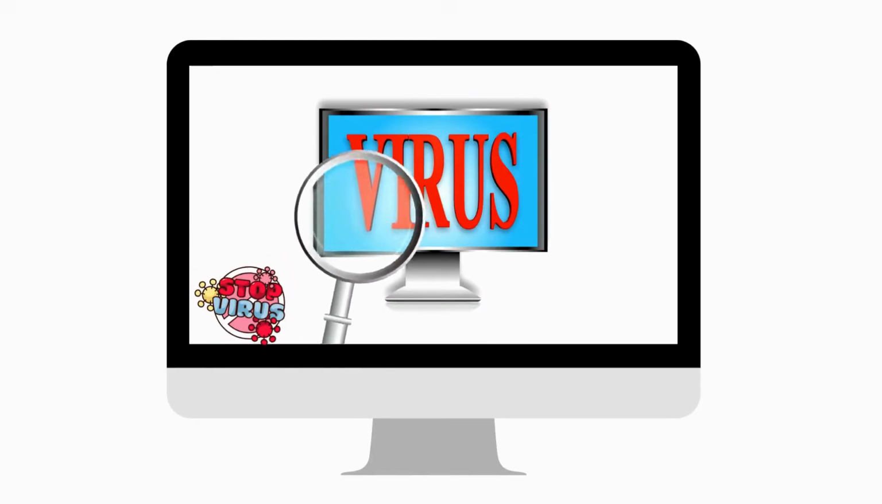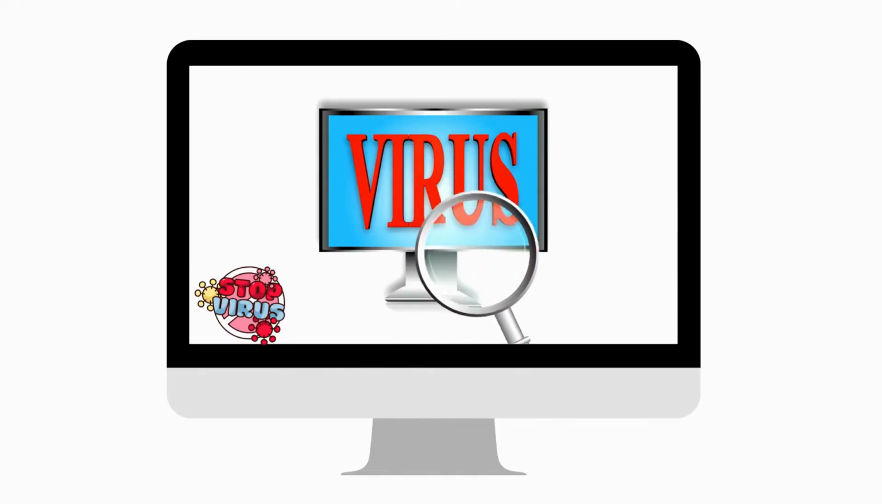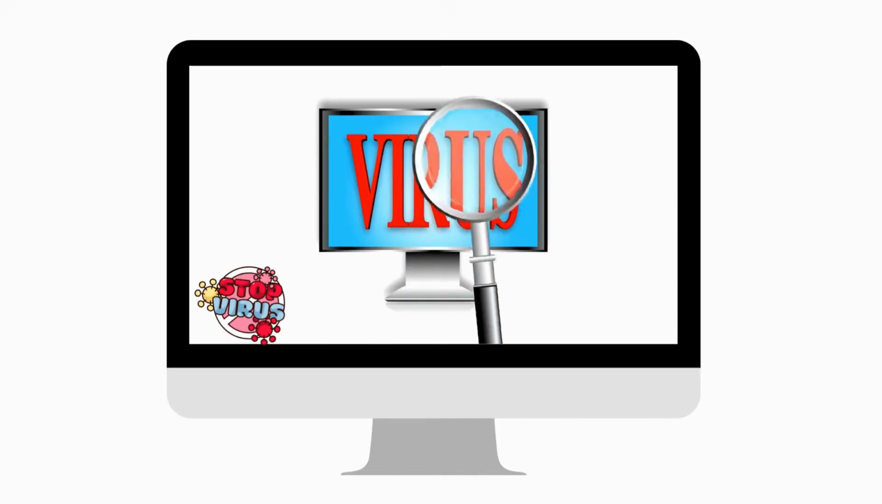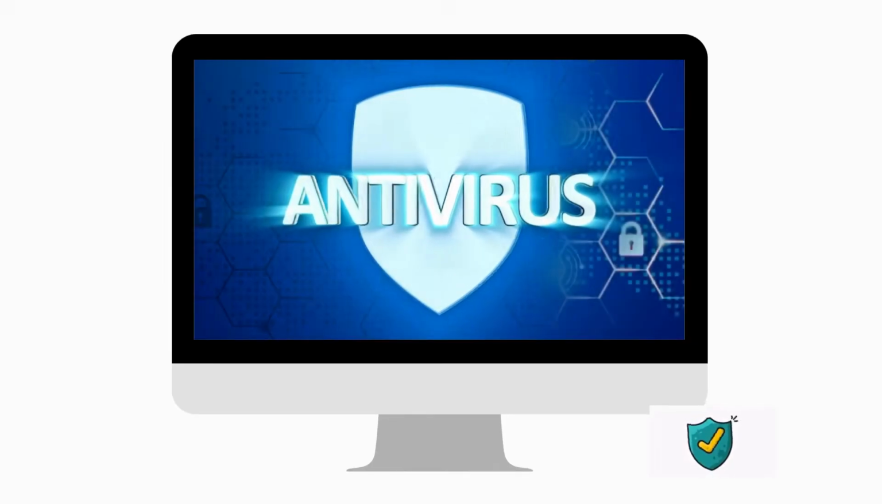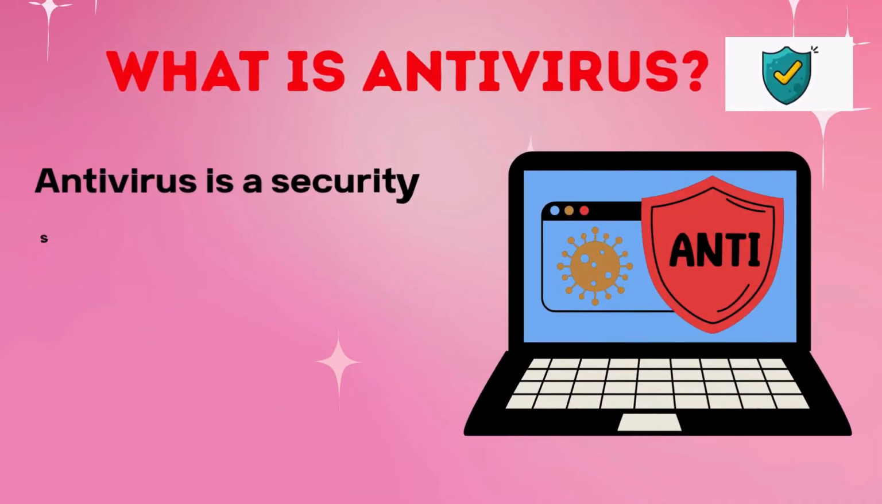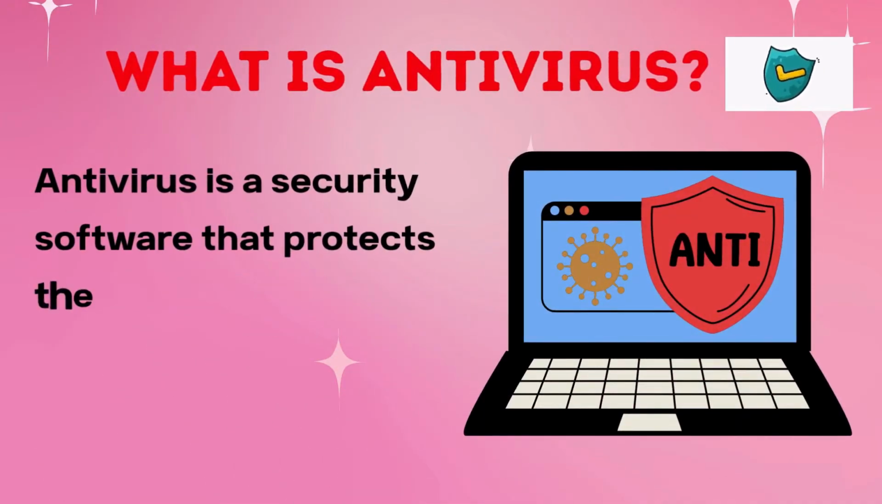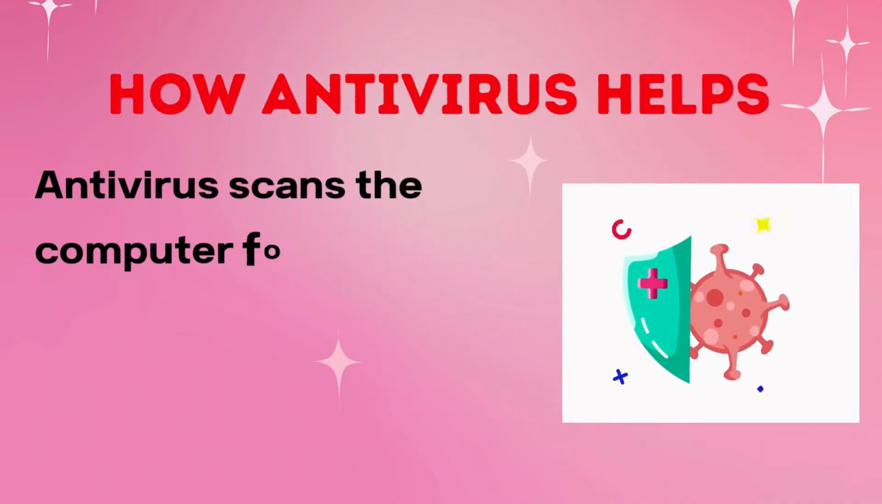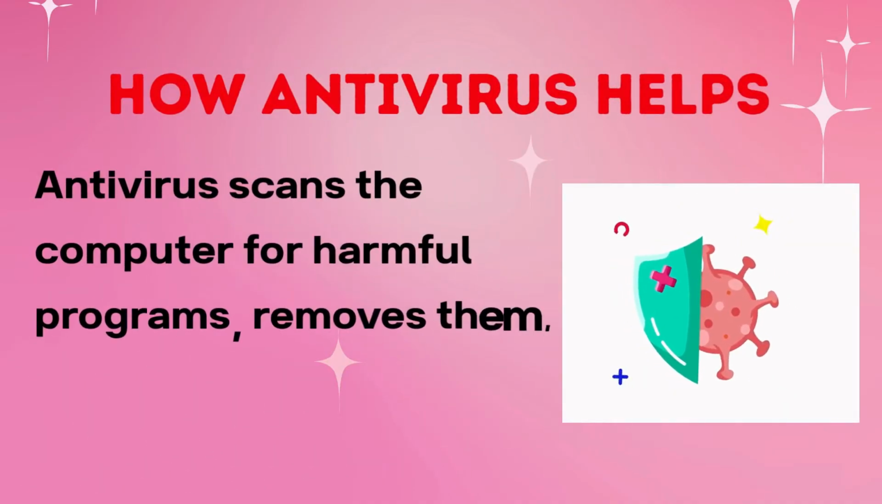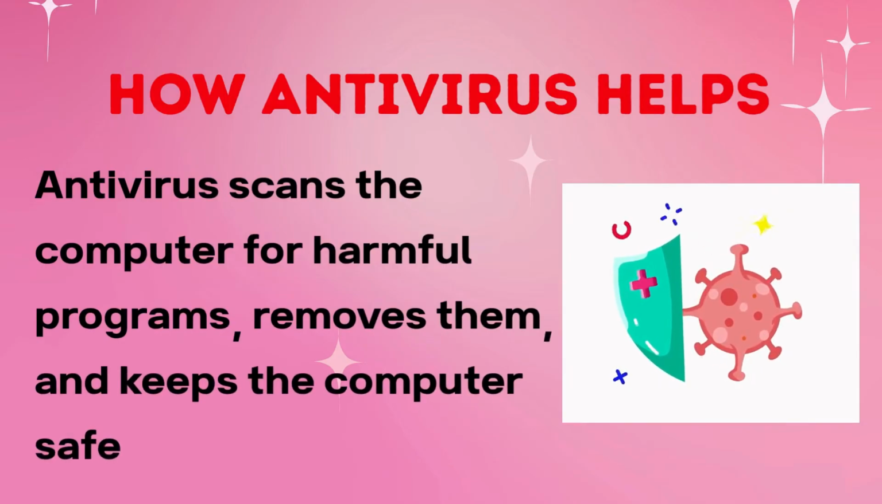So, how can we protect our computer from viruses? Yes, you are right. We have to use antivirus software for that. What is antivirus? Antivirus is a security software that protects the computer from viruses and keeps it safe. Antivirus scans the computer for harmful programs, removes them, and keeps the computer safe.